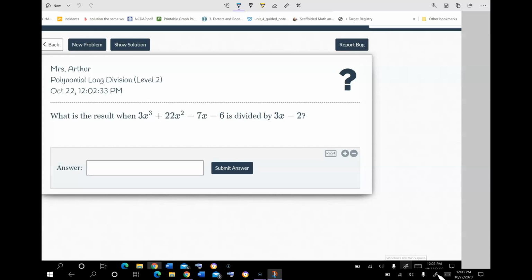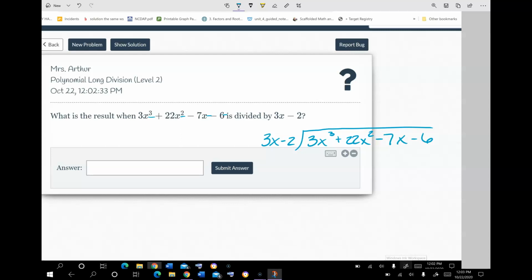Now, I think we'll have enough room. So this guy goes on the outside of the house. Now, you've got to figure out, did you skip an exponent? 3, 2, 1, 0. We're good. So we're going to write that underneath the house: 3x cubed plus 22x squared minus 7x minus 6.